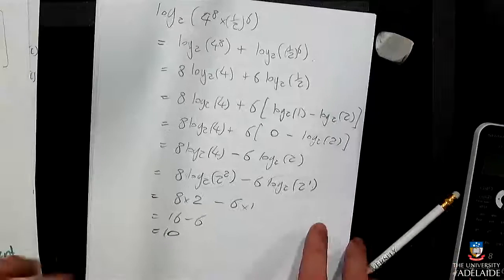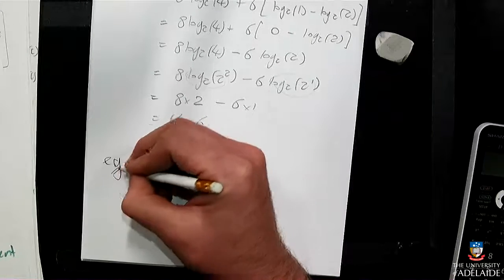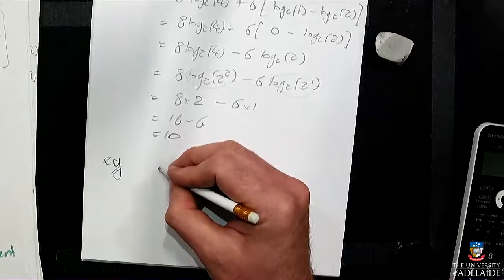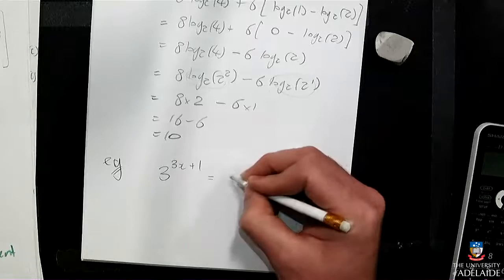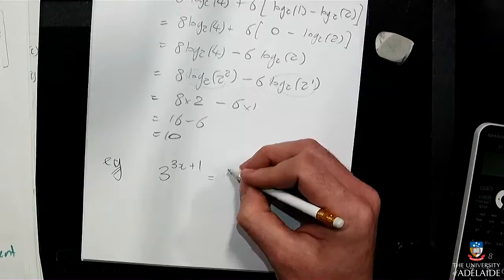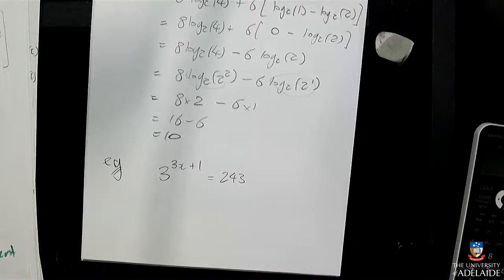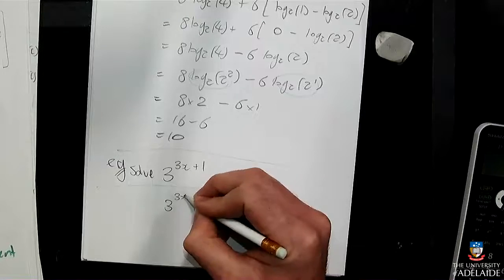Next would be attempting to solve equations using these relationships between the logs and exponentials. So here's an example: 3 to the power of 3x plus 1 equals 243. My goal is to figure out what x is, right? I'm going to solve that. These are the instructions.